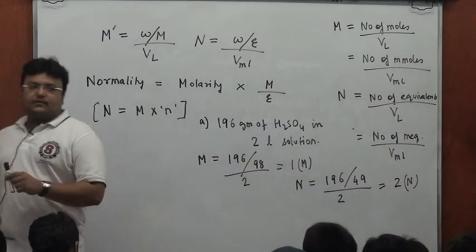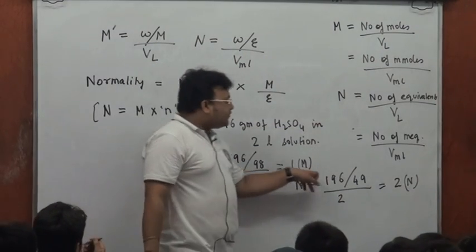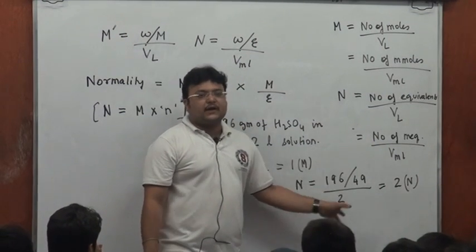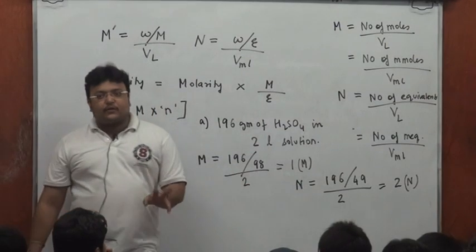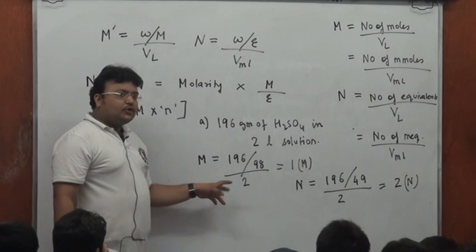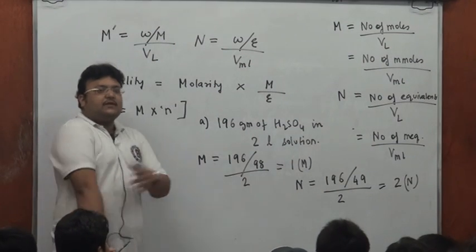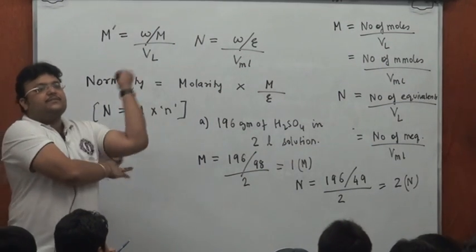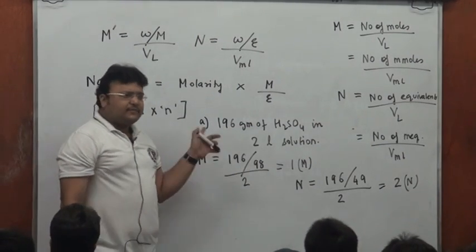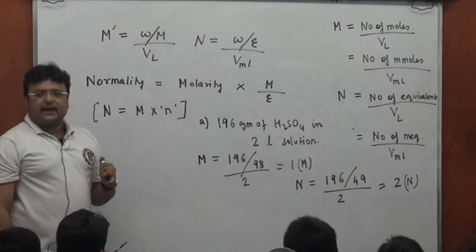Yes or no? Yes, sir. So normality is 2 because it's 2 equivalents per liter, or primarily it's 4 equivalents in 2 liters. So 2 equivalents per liter will make it 2 normal. And 2 moles in 2 liters, so 1 mole per liter will make it 1 molar. So the same solution is 1 molar or 2 normal. So normality is molarity into 2.